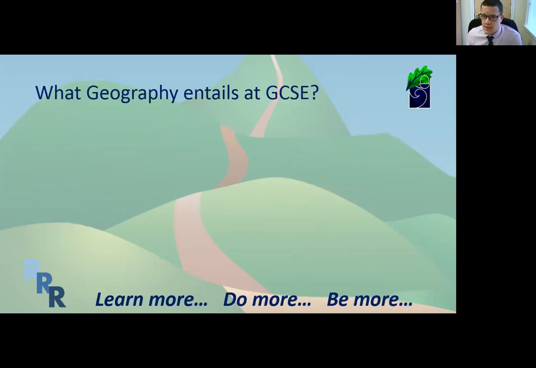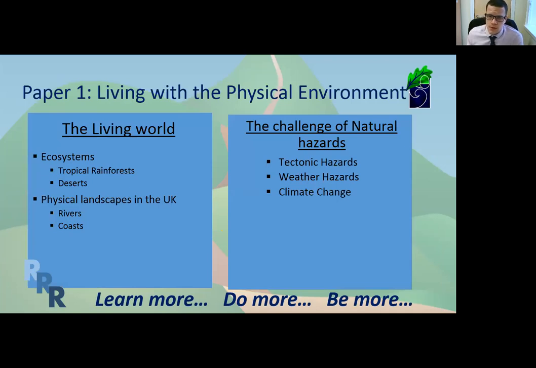So what does it entail at GCSE? GCSE geography is split into 3 different papers. The first is mainly a physical paper, and it's then split into 2 sections, the living world and the challenge of natural hazards. The living world includes the study of ecosystems around the world, different biomes, including tropical rainforests and deserts. We look at 2 examples of those, and we try and understand why they are where they are within the planet and the opportunities and challenges that they can offer.